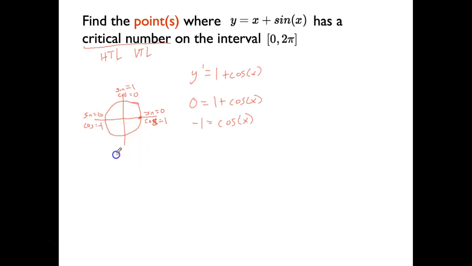Over here you have sine value equals -1 and cosine equals 0. And it just keeps flipping around like that, right? And this is at an angle of 0. This is at an angle of pi over 2. This is at an angle of pi. And this is at an angle of 3 pi over 2. So when does cosine equal -1? At pi. So x is equal to pi.